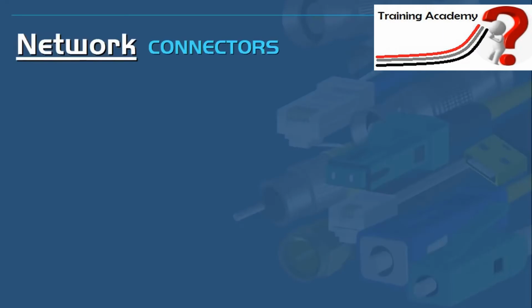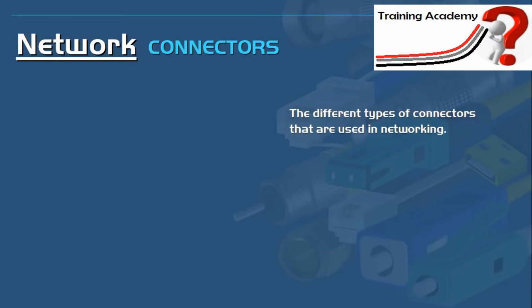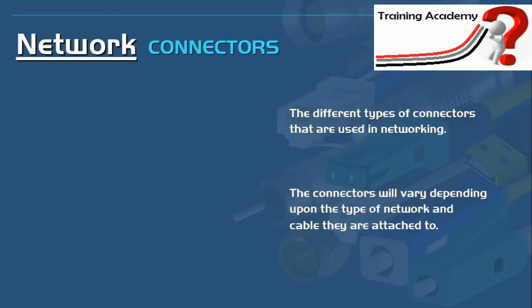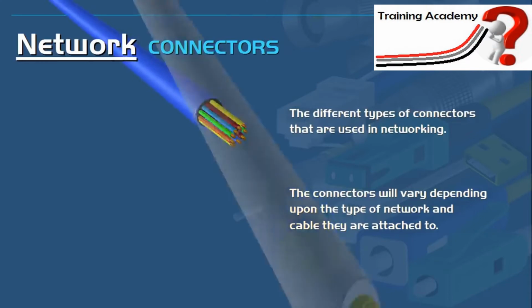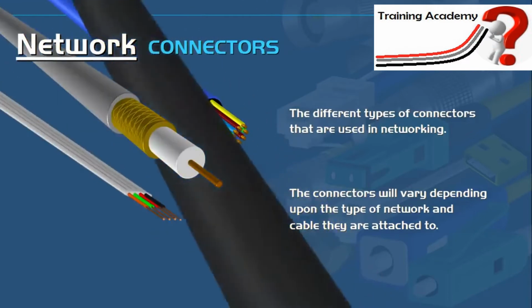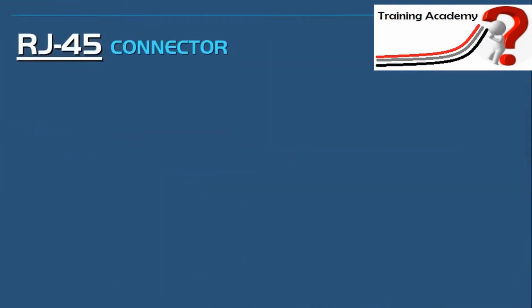The aims and objectives of this video are to identify the structure and components of a telecommunications network cable. I will be talking about different types of connectors used in a network. These connectors will vary depending upon what type of network they are connected to. This can depend on whether the cables are twisted pair, coax, telephone or fiber optics.